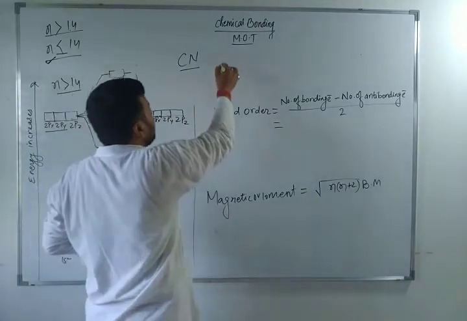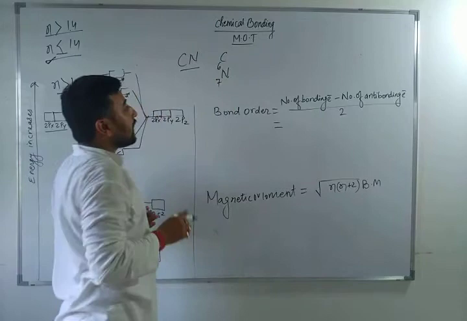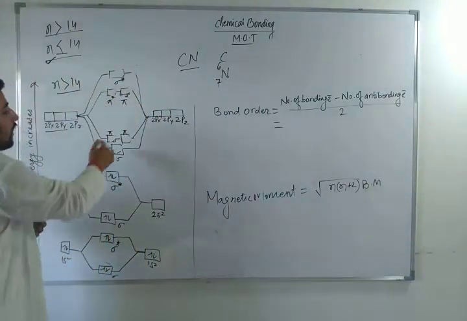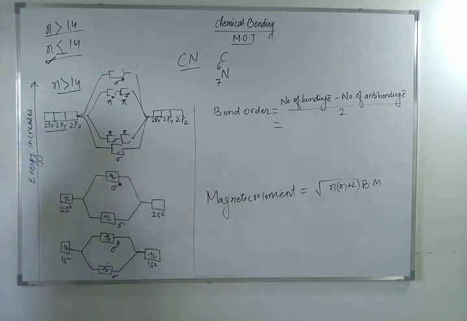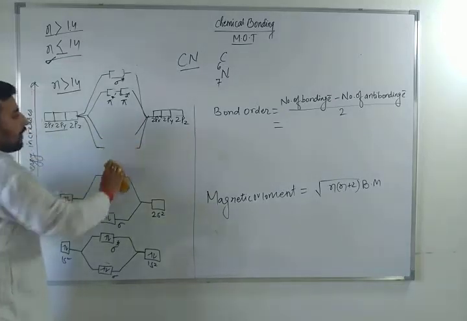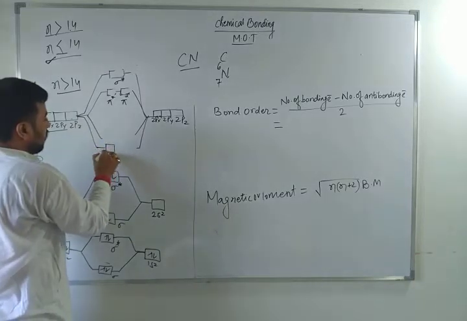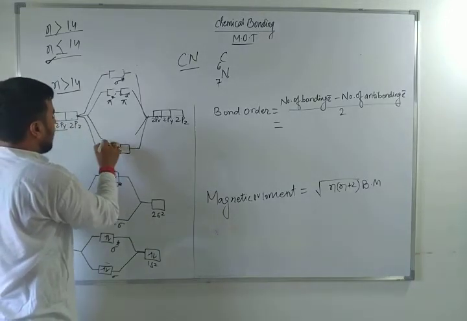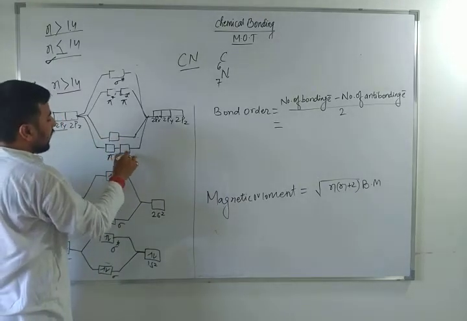There is a carbon whose atomic number is 6 and nitrogen whose atomic number is 7. 6 plus 7 is 13. Then what will happen? Since 13 is less than 14, the pi electrons will come down, and the sigma electrons will go up, right? So this is pi, and this is sigma.